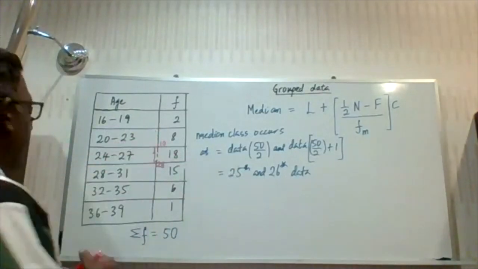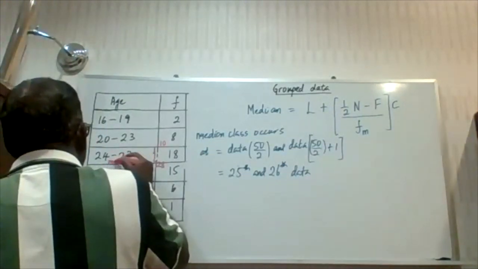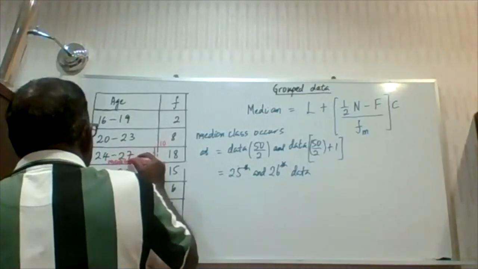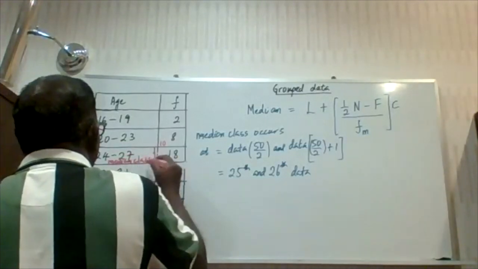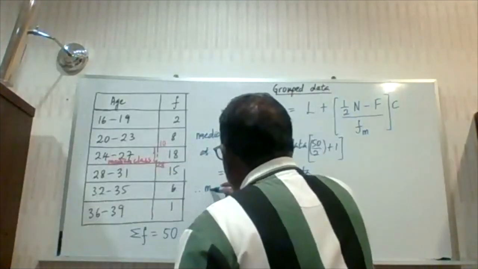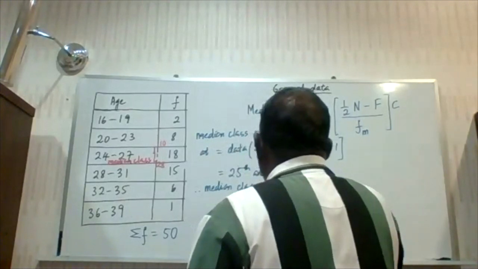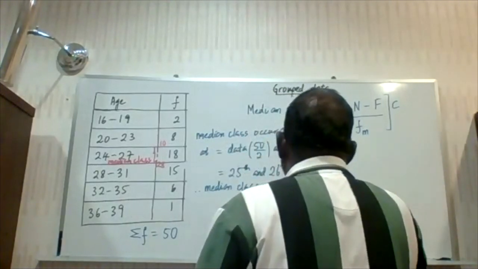So that makes this our median class. Our median class is 24 to 27. We already got that. Therefore, the median class is 24 to 27.